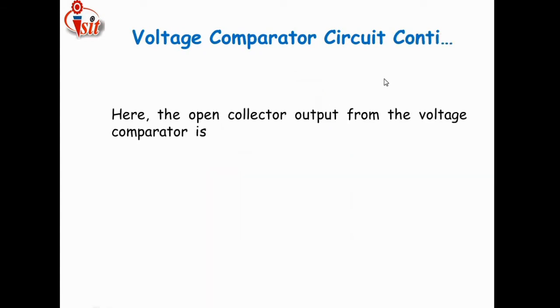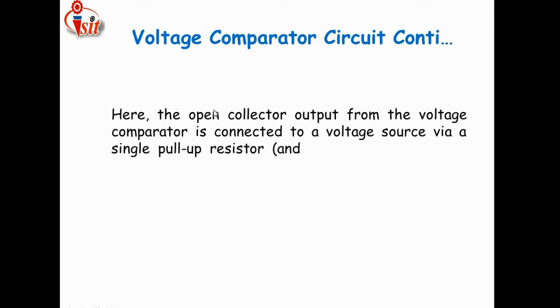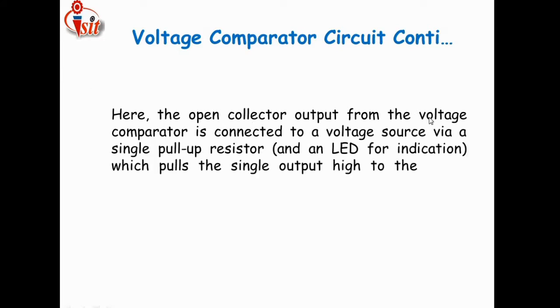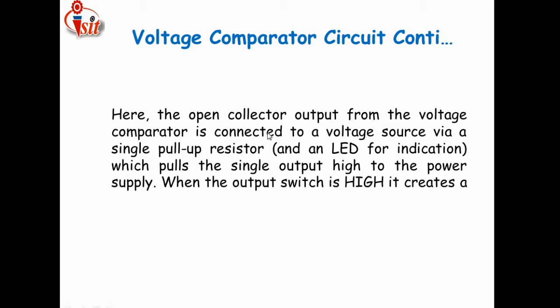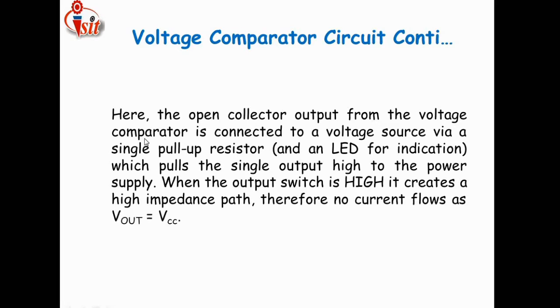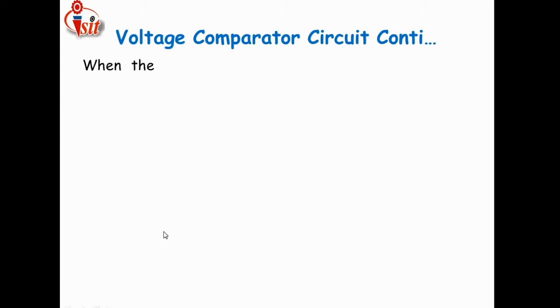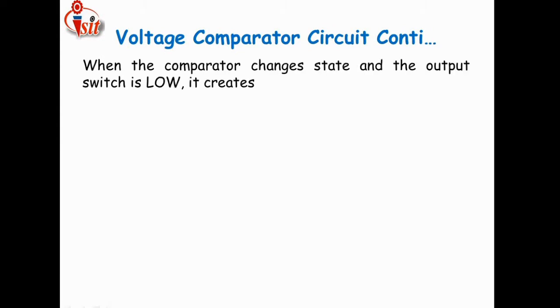Then, voltage comparator circuit continuation. Here the open collector output from the voltage comparator is connected to a voltage source via a single pull-up resistor and an LED for indication, which pulls the signal output high to the power supply. When the output switches high, it creates a high impedance path, therefore no current flows, as Vout is equal to positive VCC.